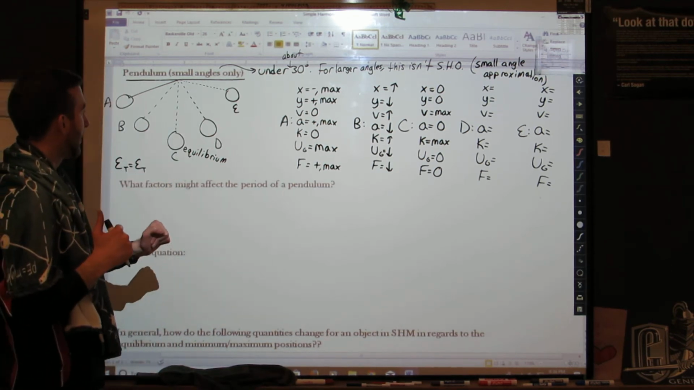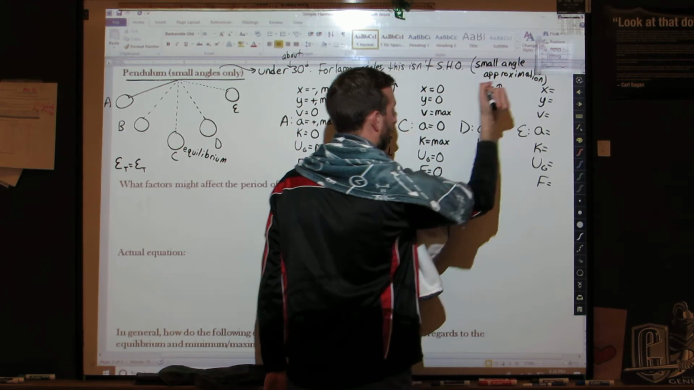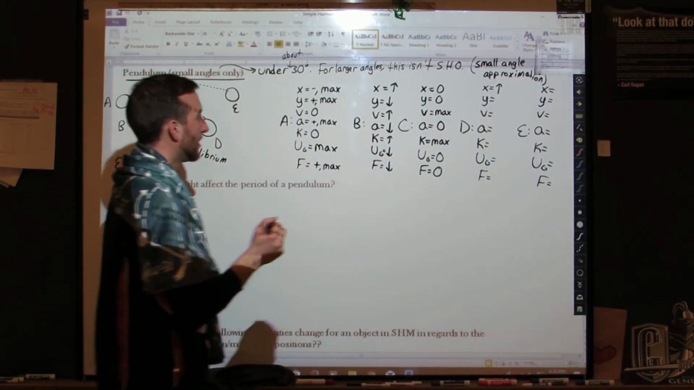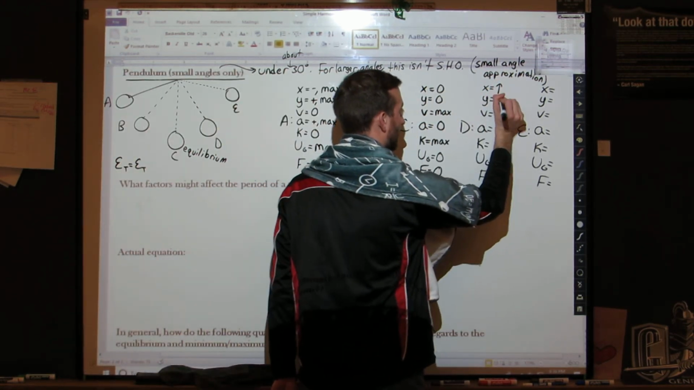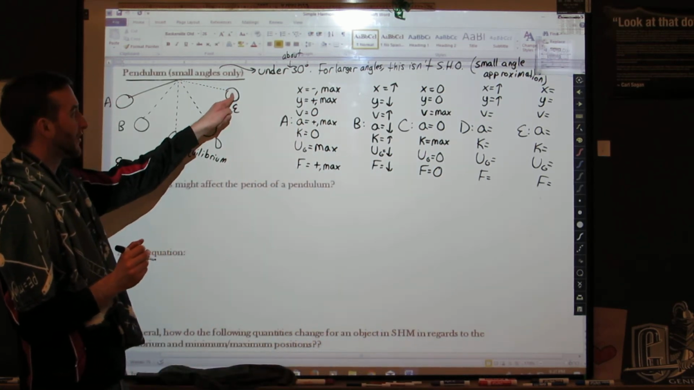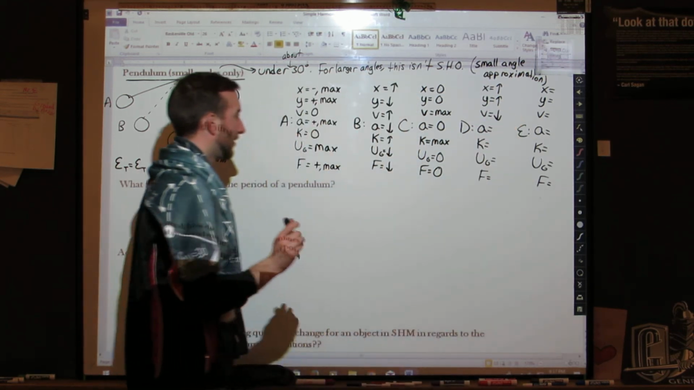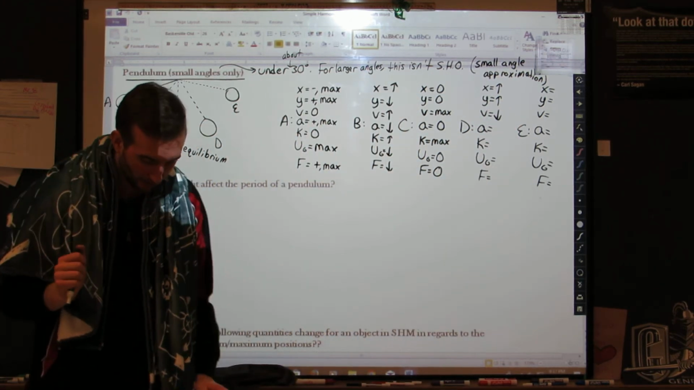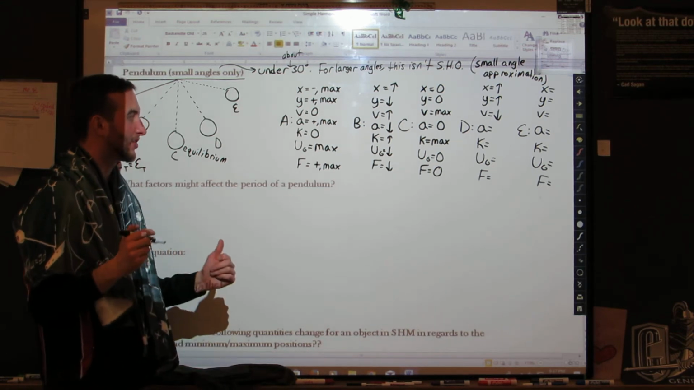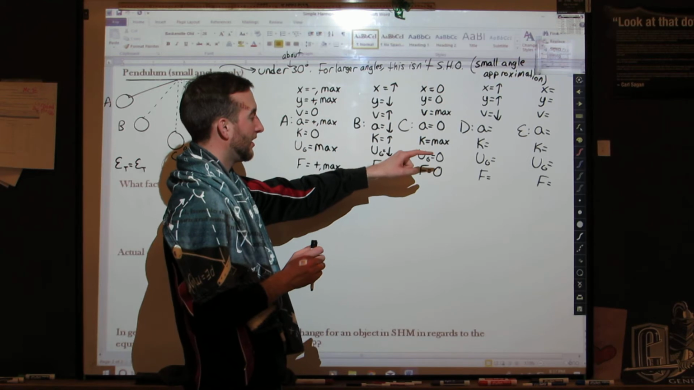So at D, I guess the x position is still increasing. But instead of the object moving down, now it's moving back up, so the y position is also increasing. This is the fastest point. It's going up to where the speed is 0, so the speed must be decreasing. The acceleration might be a little tricky to handle. Let's just think in terms of how much acceleration there is. There is no acceleration right here.